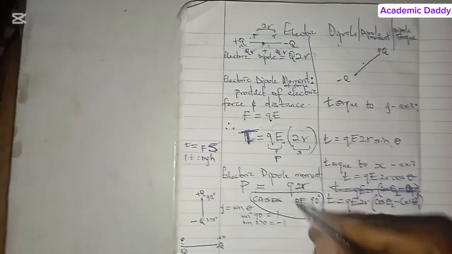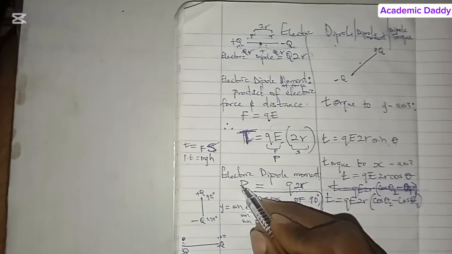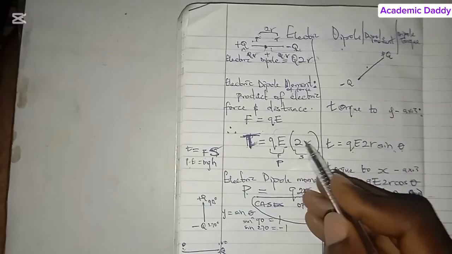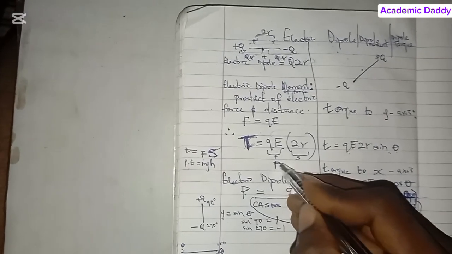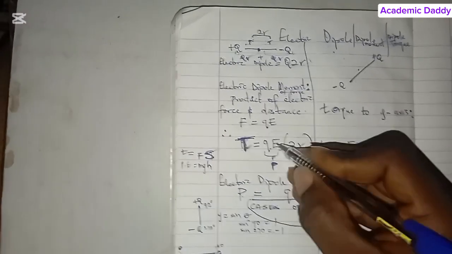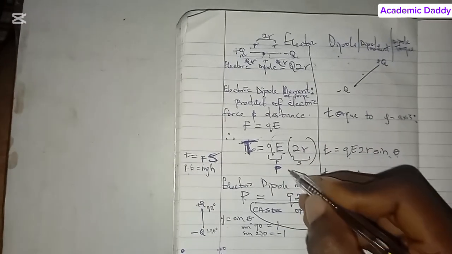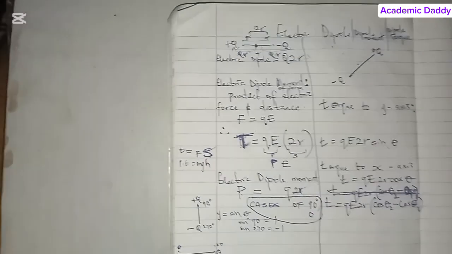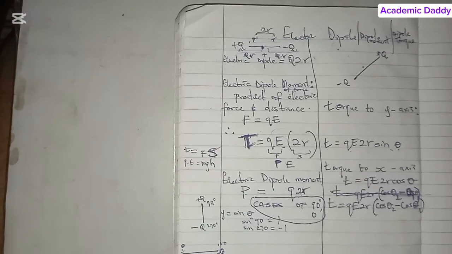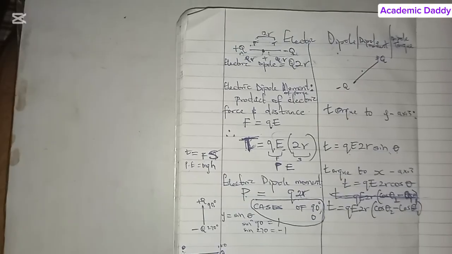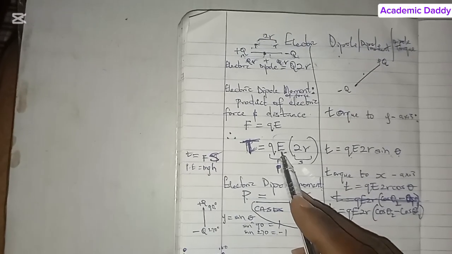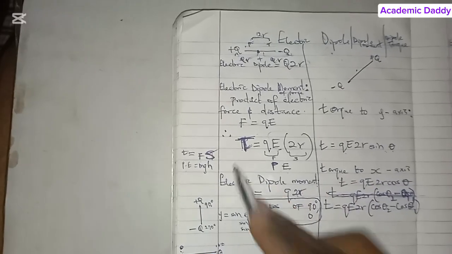And if I know it, I can say if I have P now, this P is 2Q, is Q2R. Notice Q2R. I can call it P, my dipole moment. Now, if that is my dipole moment, I notice that this is the electric field, which is E. I can now put it here, PE. So you need to know this, know how to put this. That is why they normally tell you that what you have as PE is equal to QE2R, and this is what you have as your torque.